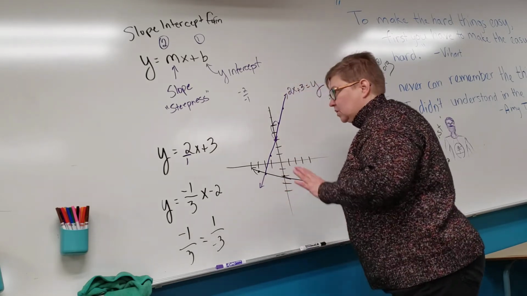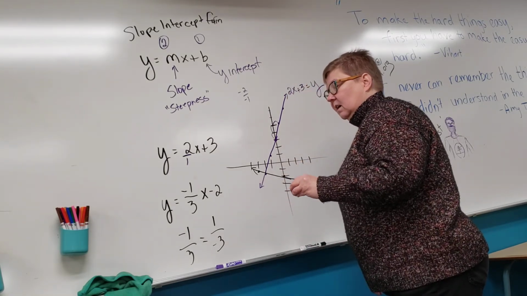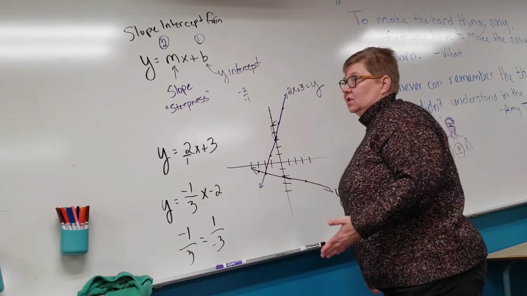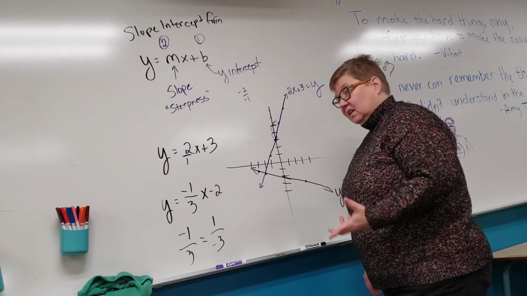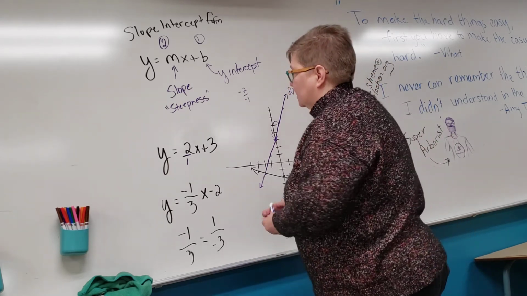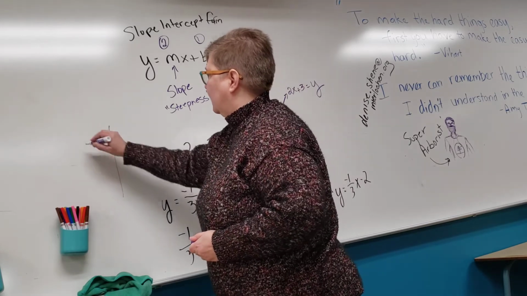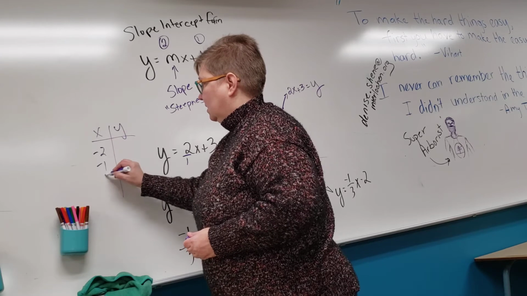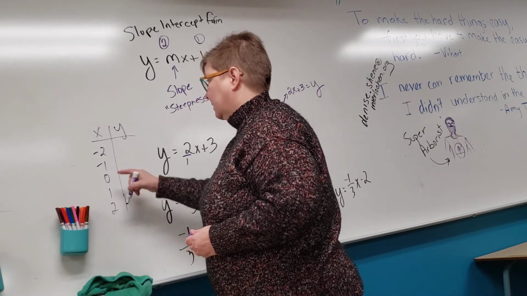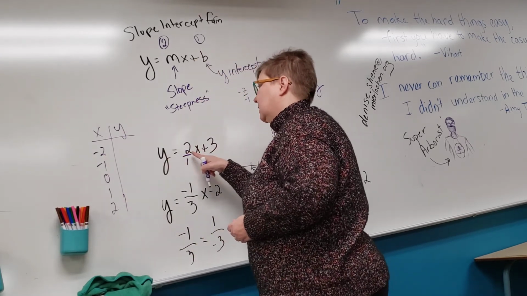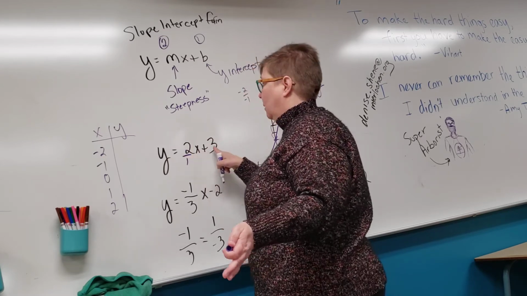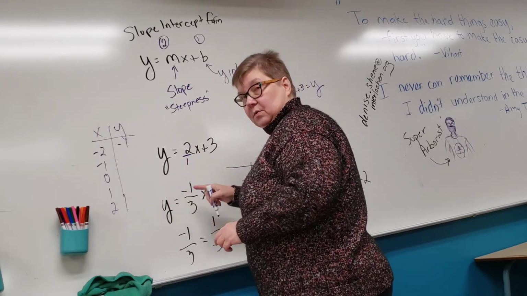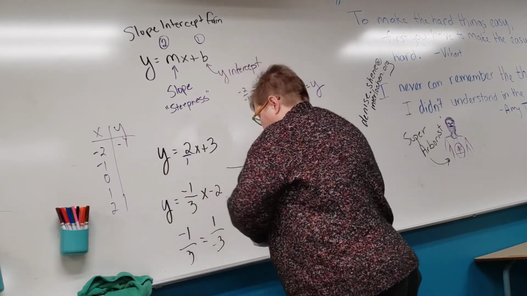So that's pretty much what the next couple of days is going to be on. We're going to start on Thursday with plotting some points. What I mean by that is you might set up a table of values. You're going to pick some negatives, some positives, and plug them in. So I would go negative 2 times 2 is negative 4, plus 3 is negative 1, and I would go through and do that.